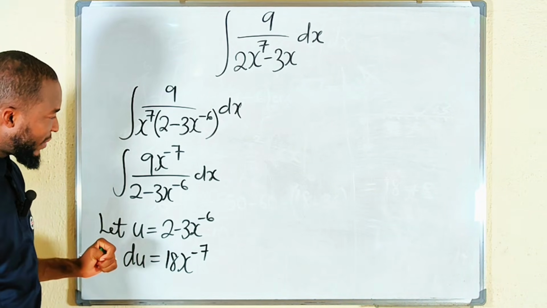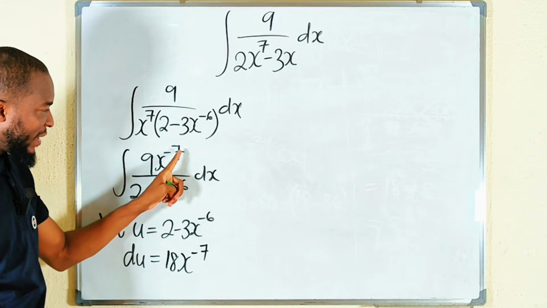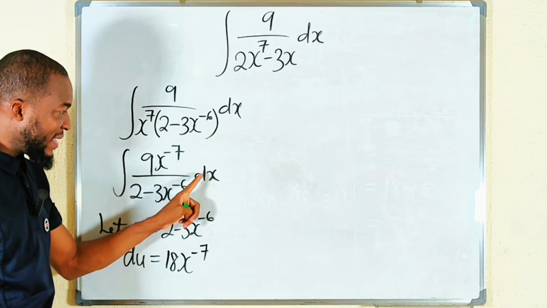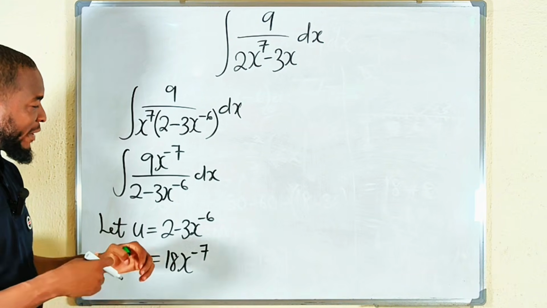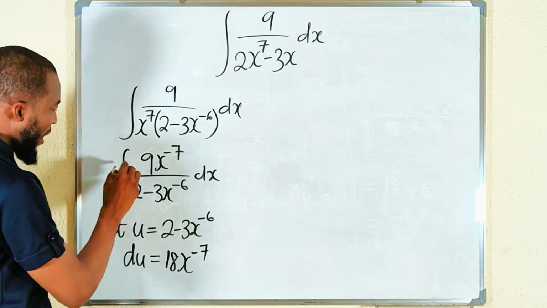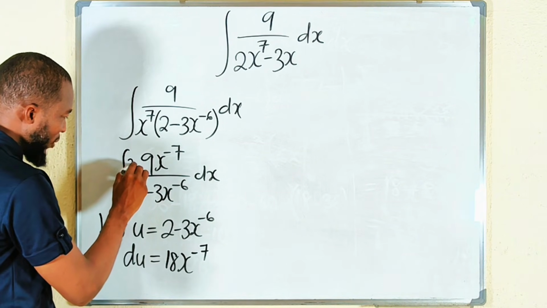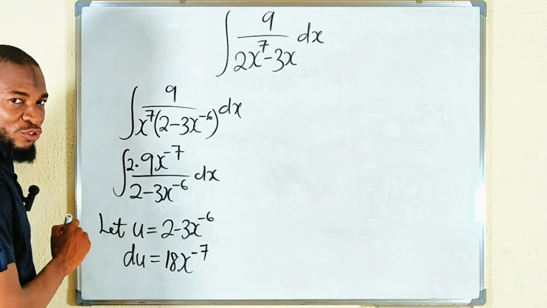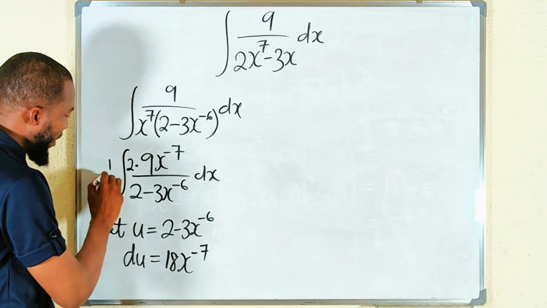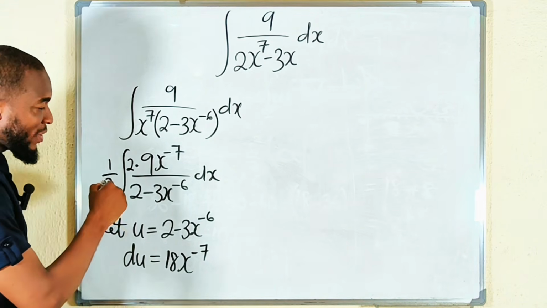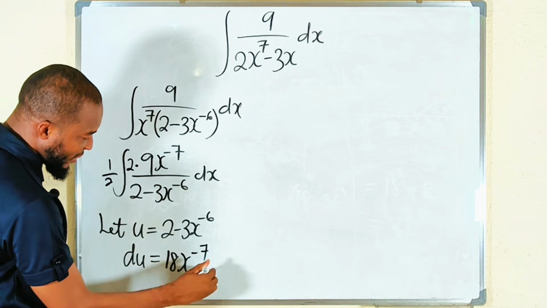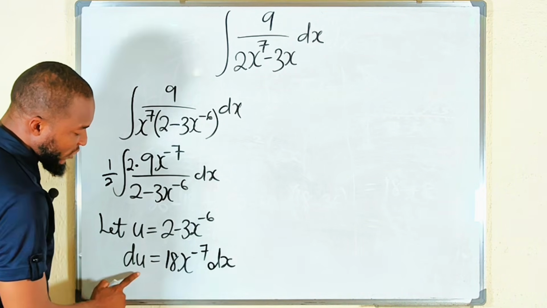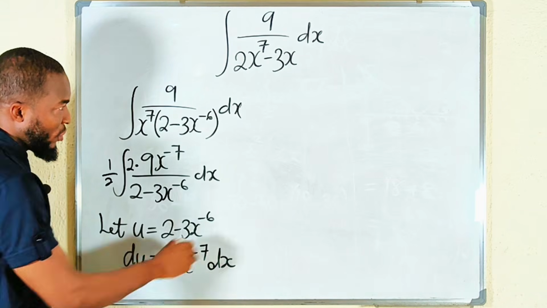But the problem is, can you see that 9x to the negative 7 dx is what we have at the numerator, but this is 18. So you can do a kind of compensation here. You can mentally multiply this by 2. That will change it to 18. But you have to divide by 2. That is compensation. So you can see that this is 18x to the negative 7 dx. This is dx, sorry, which is equivalent to du, right?